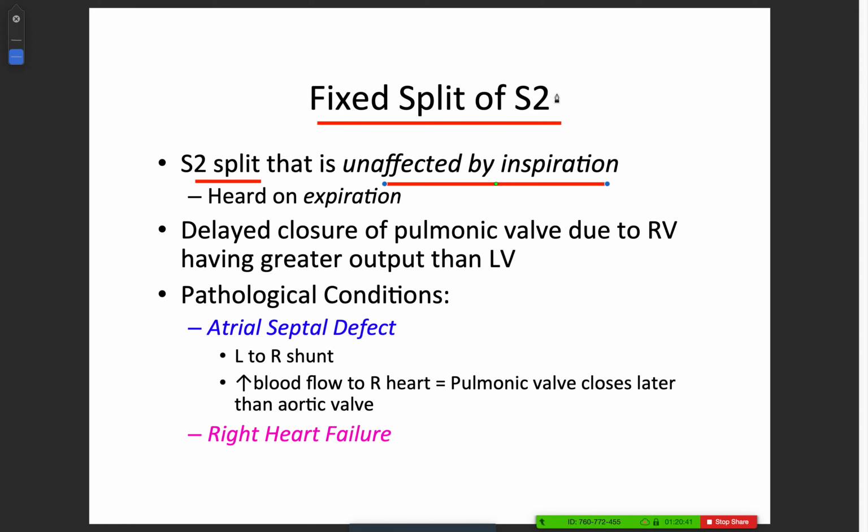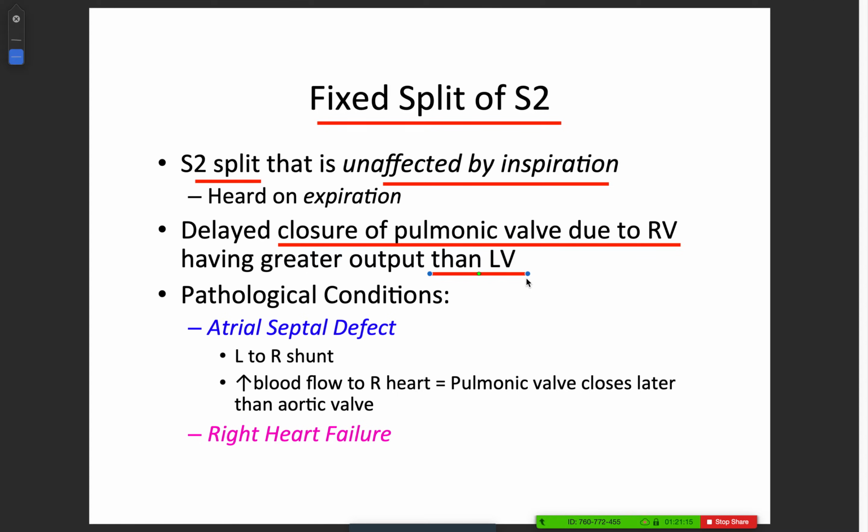Okay, so why would this be happening? Well, essentially, what's going on is we have this delayed closure of the pulmonic valve because the right ventricle has more output than the left ventricle. This is the same reason that we have an S2 split in the first place. We said that when the left side of the heart has less blood to pump, that valve is going to close a lot quicker than on the right side of the heart. So now when we have a fixed split, it's the same thing. It's just happening all the time.